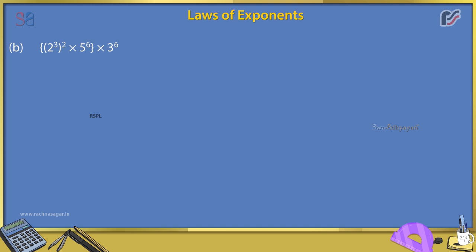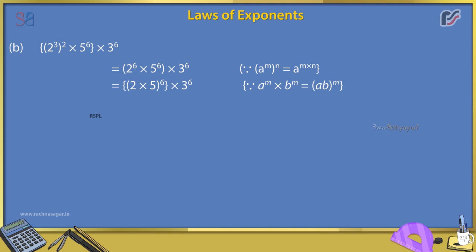B. In the brackets, 2 raised to the power 3 whole raised to the power 2 into 5 raised to the power 6 into 3 raised to the power 6 is equal to, in the brackets, 2 raised to the power 6 into 5 raised to the power 6 into 3 raised to the power 6. Because, in the brackets, a raised to the power m whole raised to the power n is equal to a raised to the power m into n, which is equal to, in the brackets, 2 into 5 whole raised to the power 6 into 3 raised to the power 6.